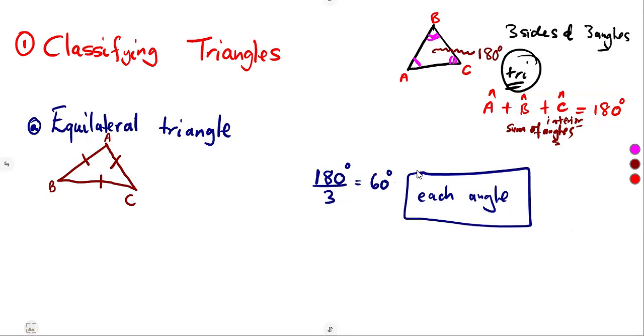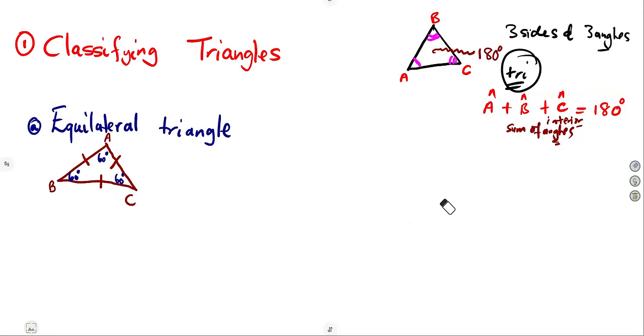So once you see a triangle like that with each angle being 60 degrees, 60 degrees here, 60 degrees here, 60 degrees here, automatically that triangle is what? An equilateral triangle. Or you can see it by equal sides.